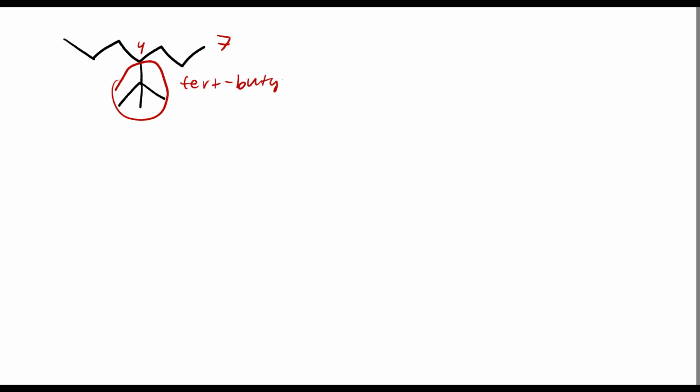tert-butyl. Okay. So how do we put this together? Well, of course, you're going to have location first, so 4. Then your child, tert, include the hyphen, butyl. And then you're just going to have how many carbons are in the chain. So 1, 2, 3, 4, 5, 6, 7. So that would be 4 tert-butyl heptane.